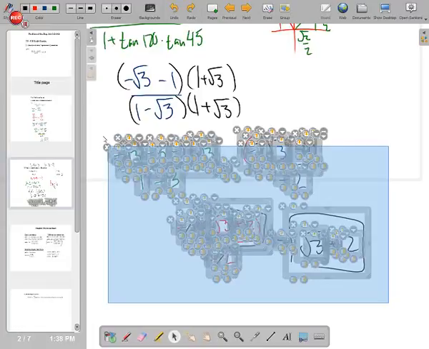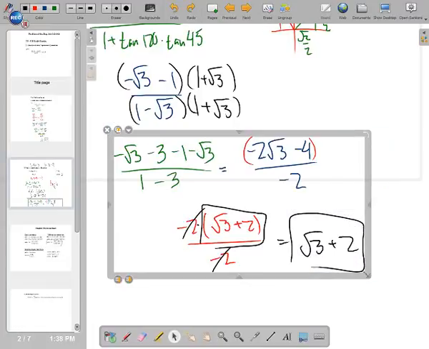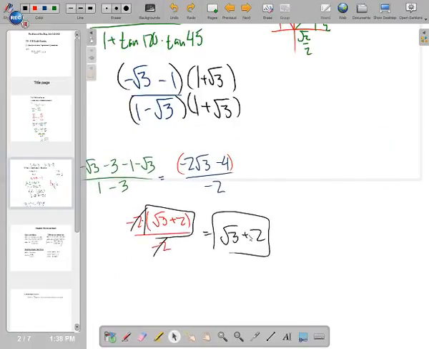I'm going to have to make some room here, so let's get this stuff out of the way and shrink it up.